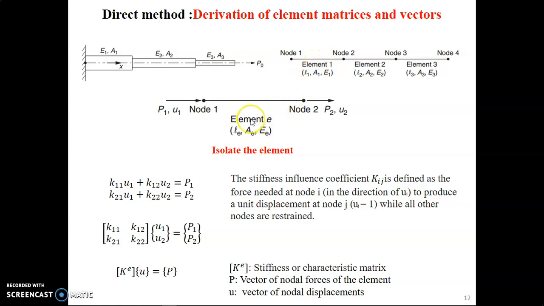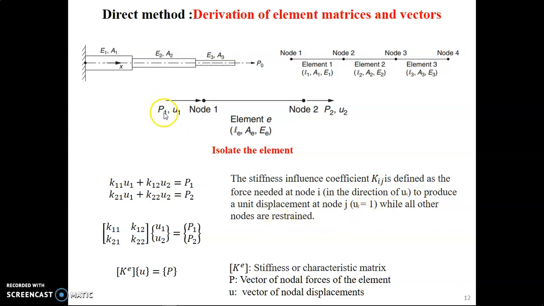So first isolate element 1. Element 1 is formed by connecting node 1 and node 2. Let us assume that force P1 is acting at node 1 and it will be producing U1 and U2 deflections at nodes 1 and 2. Similarly, a force P2 will be acting at node 2. Now let us define a stiffness coefficient Kij as the force needed at node i in the direction of Ui to produce a unit displacement at node j while all other nodes are constrained.